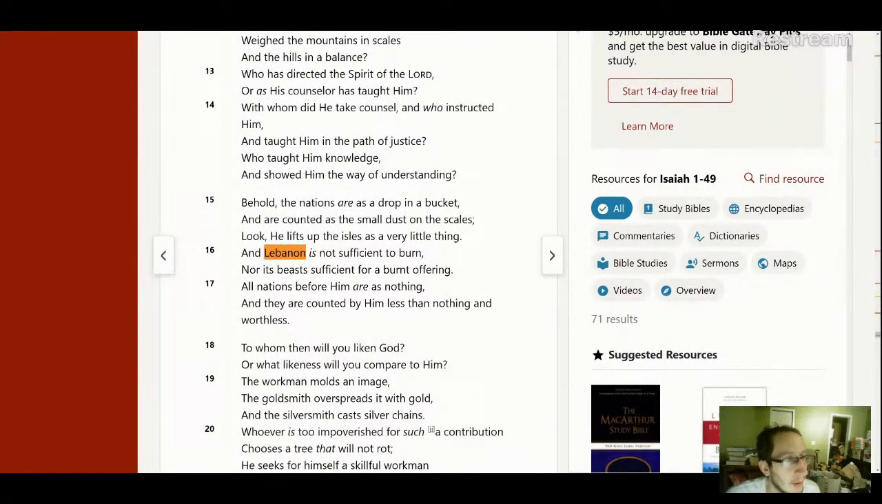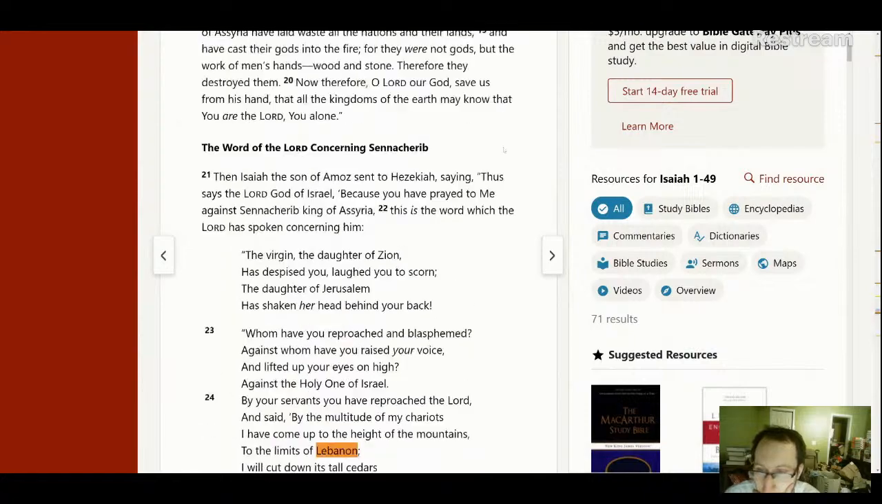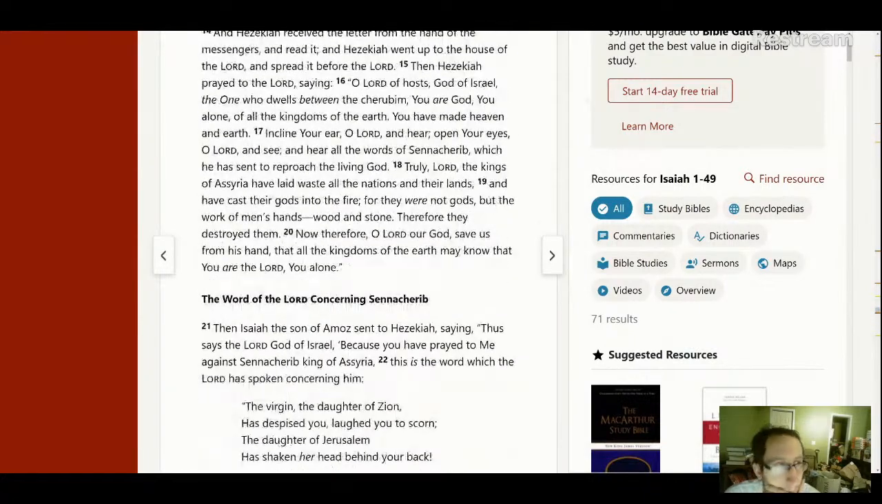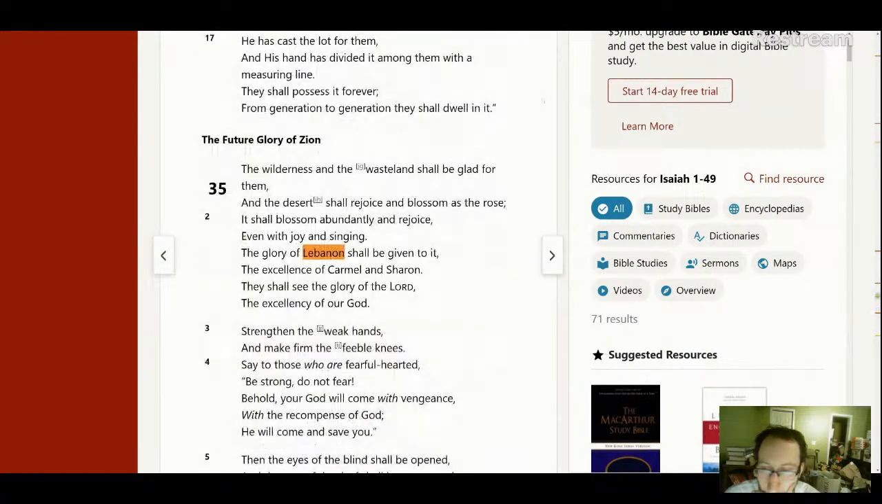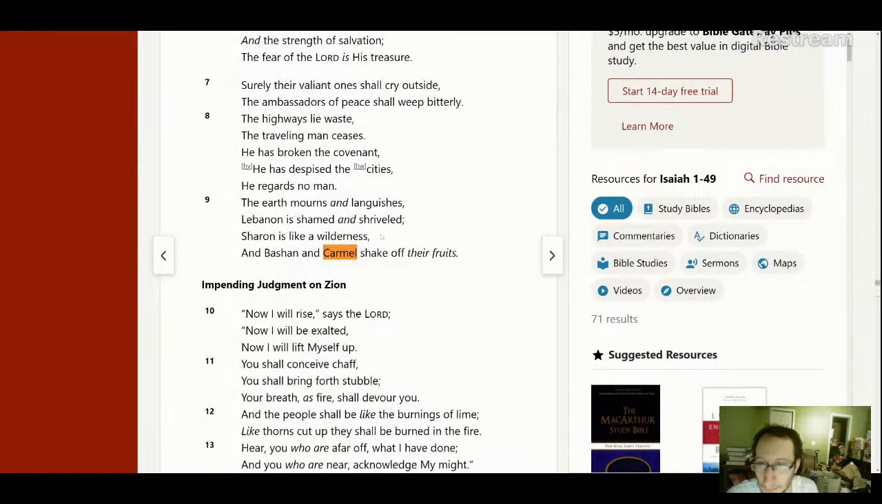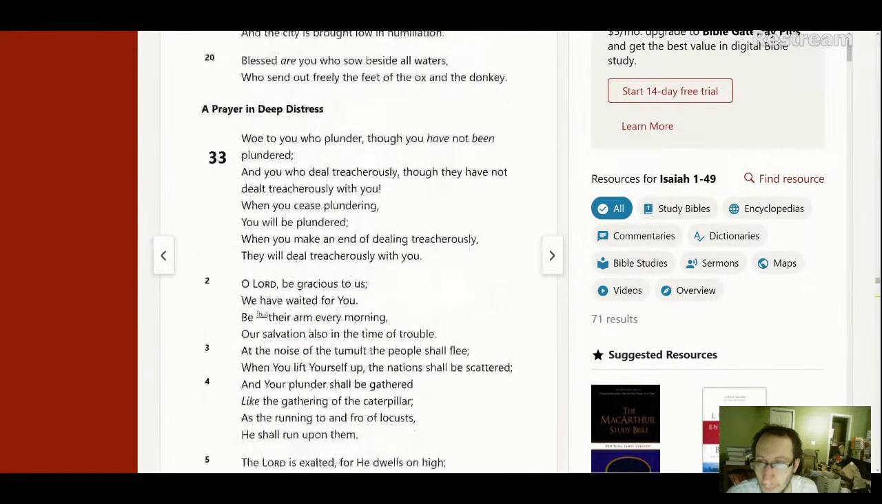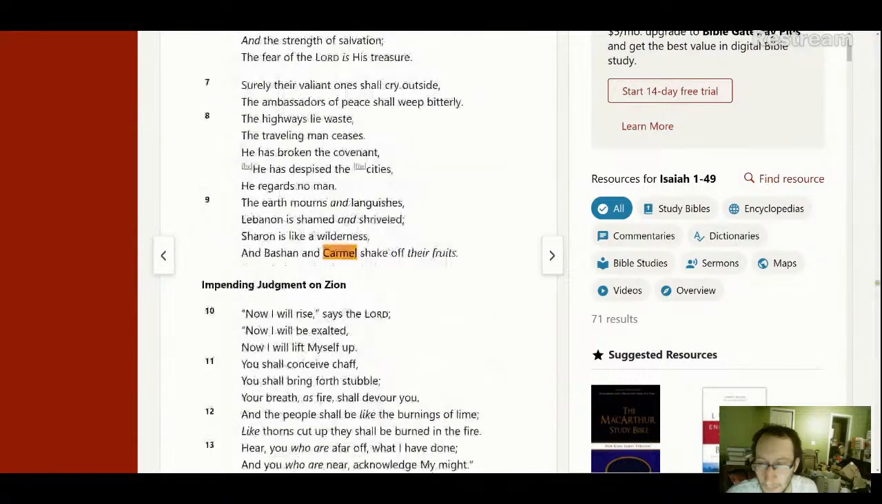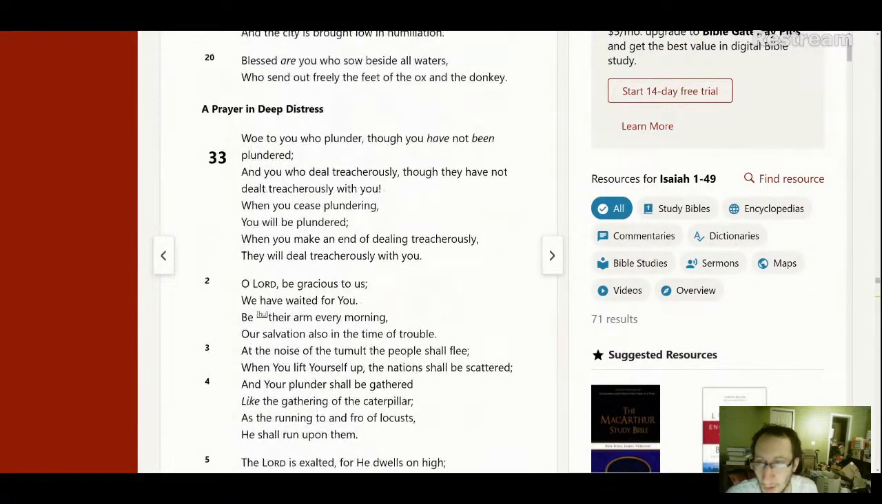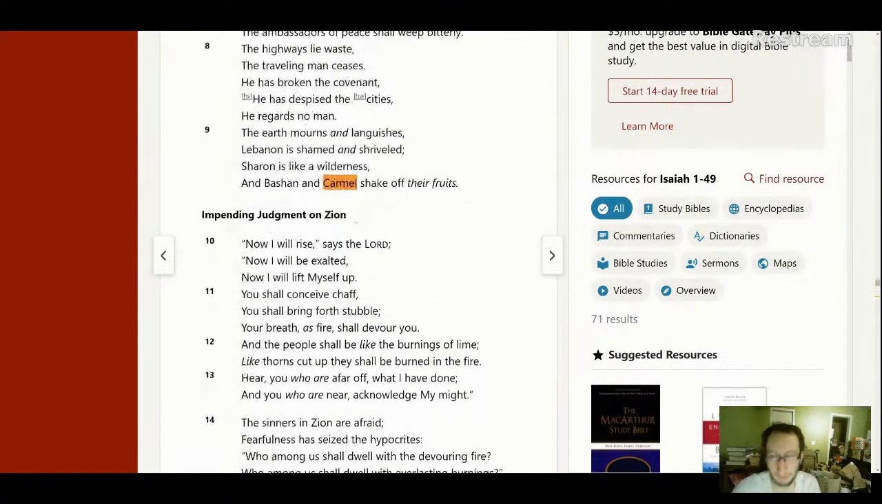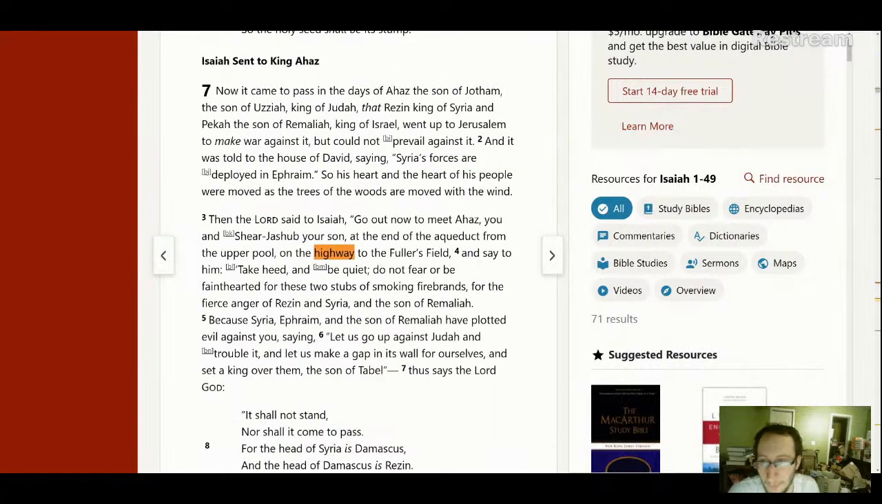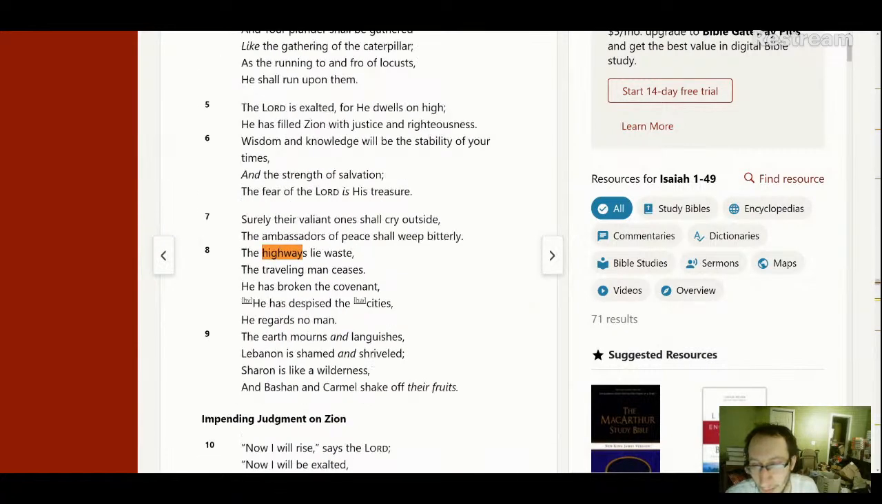Okay, let me see. Hold on one second here. Carmel. Let's see. Carmel. Okay, so no, just the one reference to Lebanon. All right, so now with that said, so highway, right? Oh, come on.